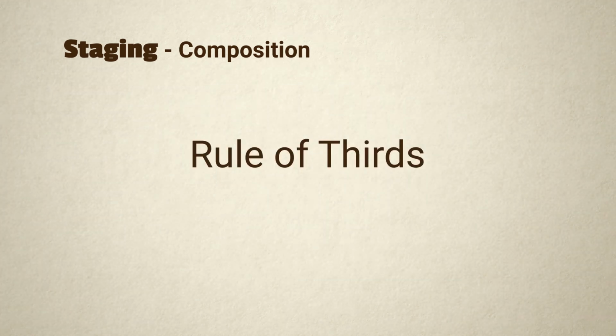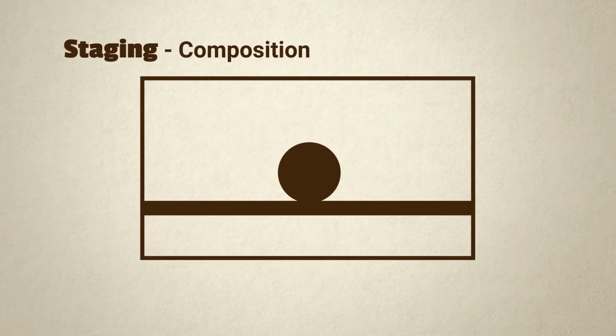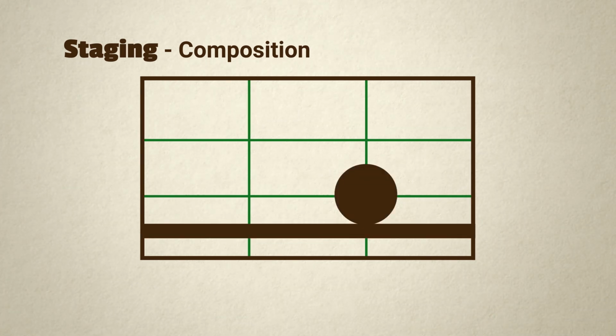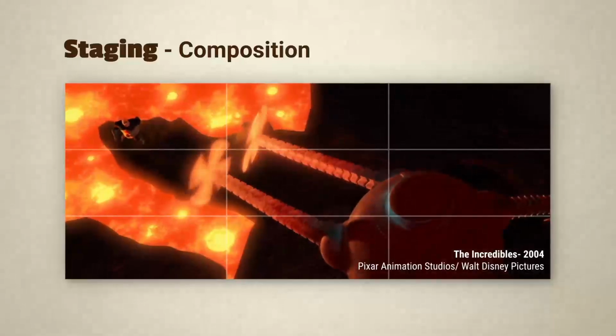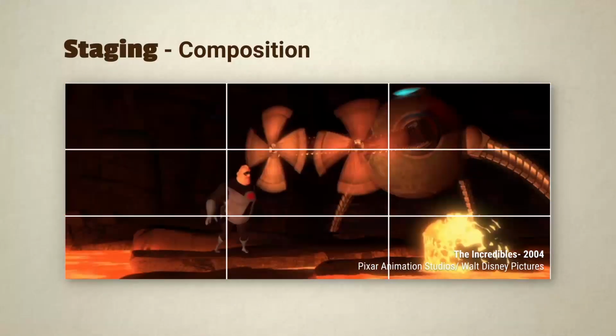A handy composition tool is the rule of thirds. Centering things in the frame tends to look static and boring. It's more dynamic to imagine that the screen is divided in thirds horizontally and vertically, and put your points of focus at the intersections. This will help you balance your compositions, particularly when you have multiple subjects in the shot.